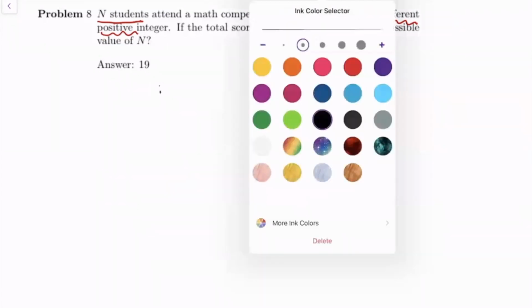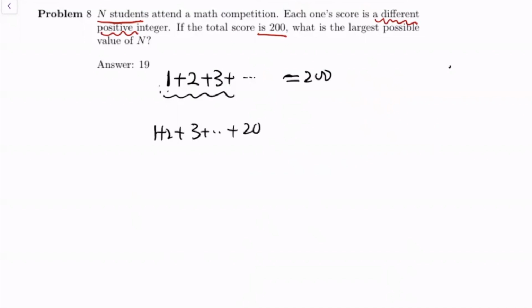If I try to get as many students as possible, because they're different positive integers, at least you can have 1 plus 2. The smallest is 1, the second is 2, then 3. You want to add them together to get 200, but not exactly like this, so we try to estimate. If I add 1 plus 2 plus 3 up to 20, what do we get?